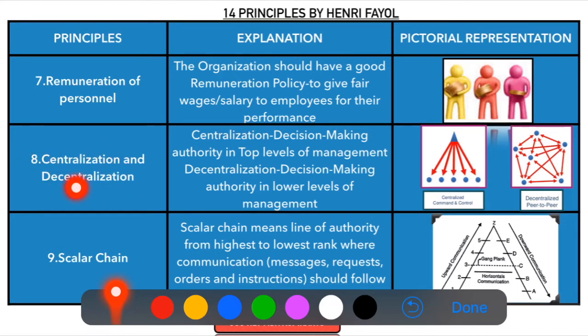Eighth one is centralization and decentralization. Centralization means the decision making authority takes place in the top levels of management, that is, from top to bottom. Decentralization means decision making authority takes place in the lower levels of management. This is an example of centralization and decentralization.